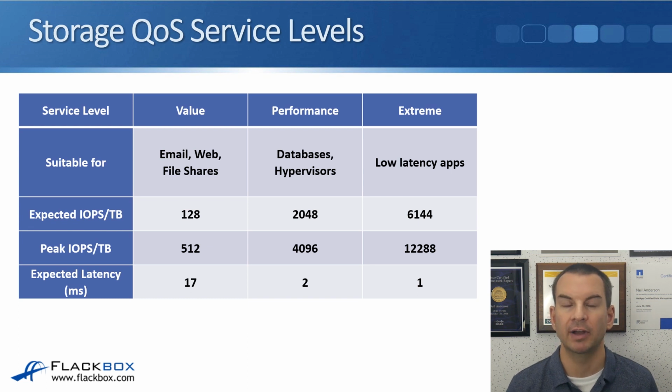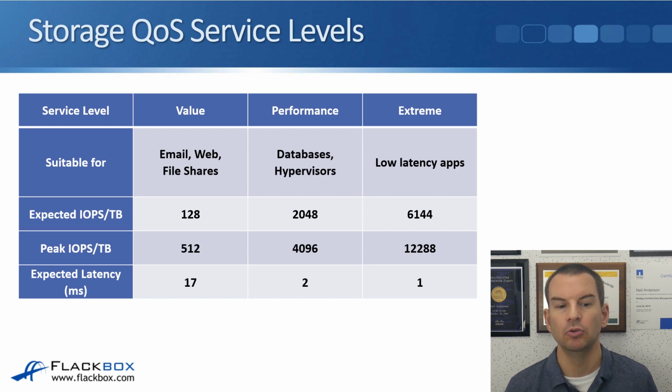The next service level is performance. That is suitable for databases and hypervisors which do require a higher level of performance than your general applications. The expected IOPS per terabyte is 2048. The peak IOPS per terabyte is 4096. The expected latency is up to 2 milliseconds.